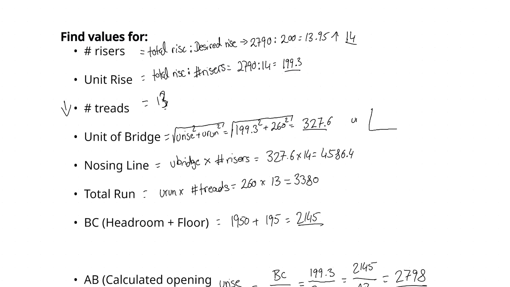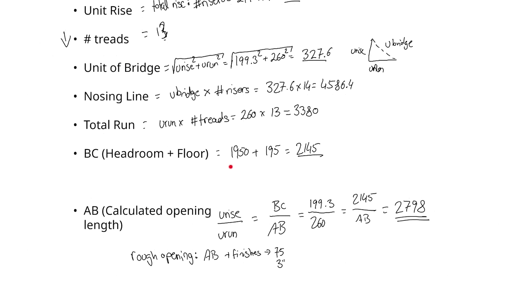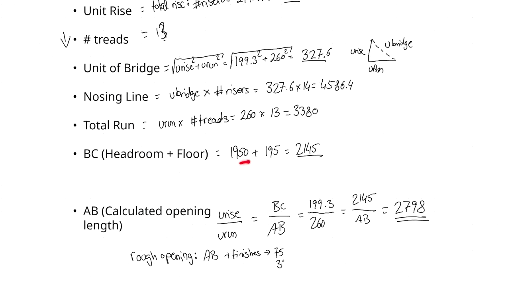Our unit of bridge is the hypotenuse of our unit rise and unit run triangle. And this is a nice one to have for your layout when you actually go to lay out a stringer. Our nosing line is just that unit of bridge times number of risers because it comes all the way down to the floor. Total run is our unit run times the number of treads. Then we have our BC, or drop to line of flight, which is our headroom plus our upper floor construction.